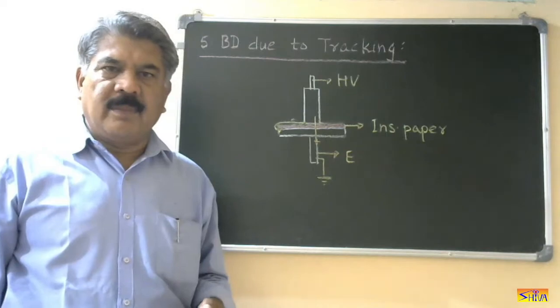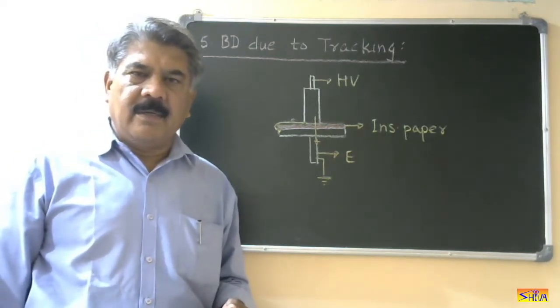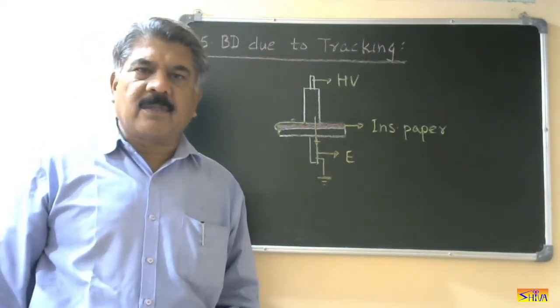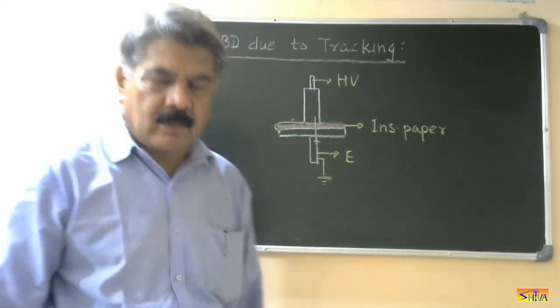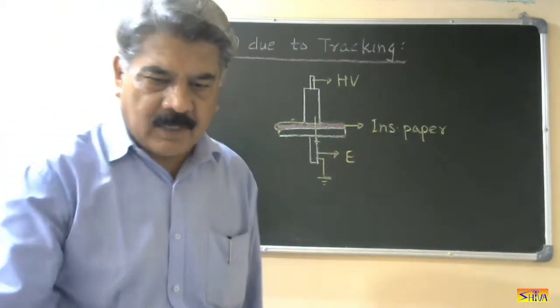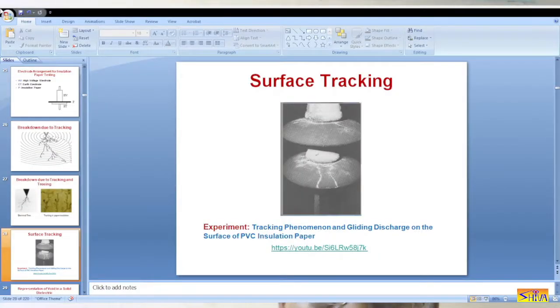I will show the track formation on the surface of this type of insulator. See, this is a disc type insulator. This is also a disc type insulator. Here you can observe this track. So this is the track formed on the surface of this type of insulator. And on this track, the dielectric strength of the insulation has reduced.